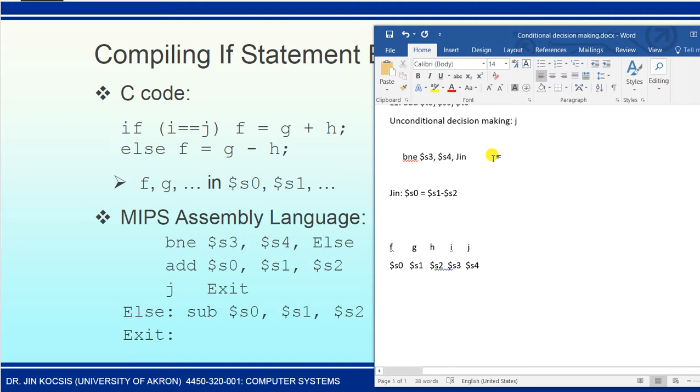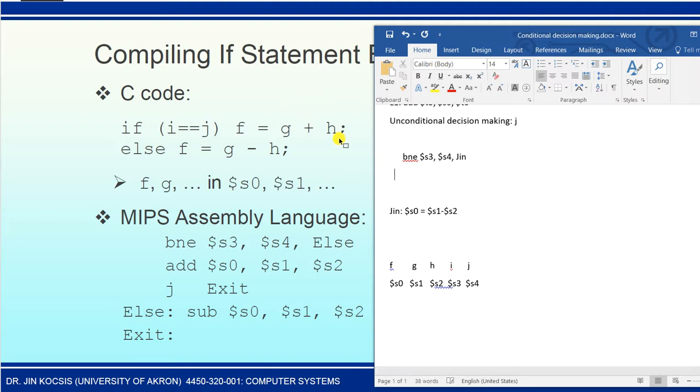So how about if S3 and S4 are equal? If they're equal, I will continue to do the addition, right? So I will do the addition. I'm sorry, I got a bit confused. Here we need to use the assembly language, sorry for that. So this way, okay? Here it will be S0 equals S1 plus S2.